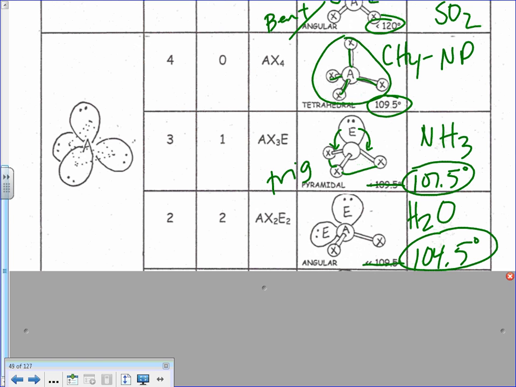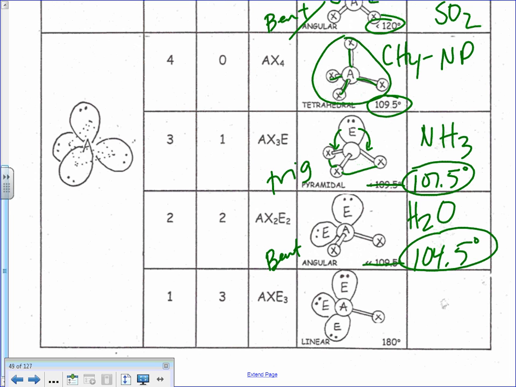It might vary just a little bit depending on the size of these atoms. H's are really small, so that angle is 104.5, but it might differ if they have different atoms. So that's bent again. Okay, and then if I drop a third one, then it actually is very similar to one of our first examples, like linear.